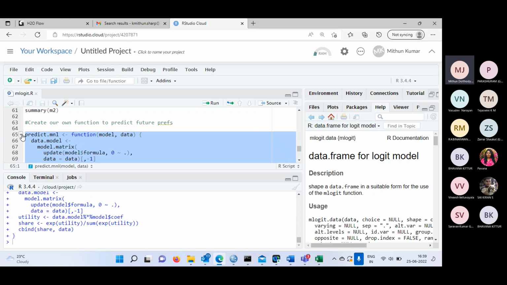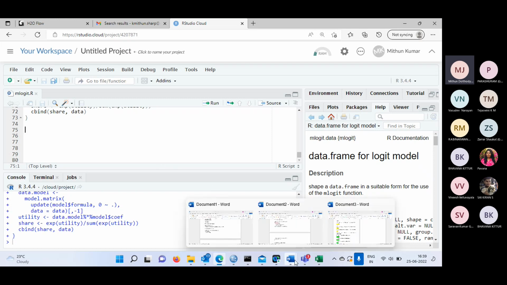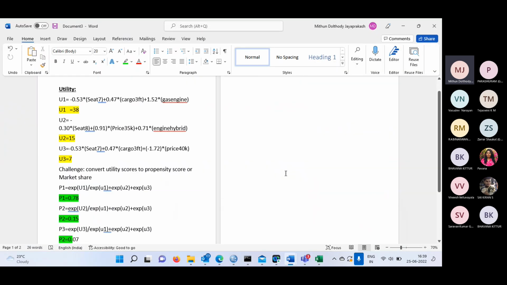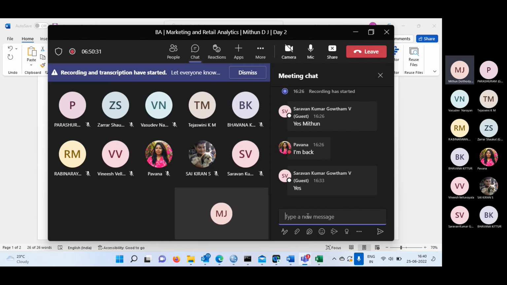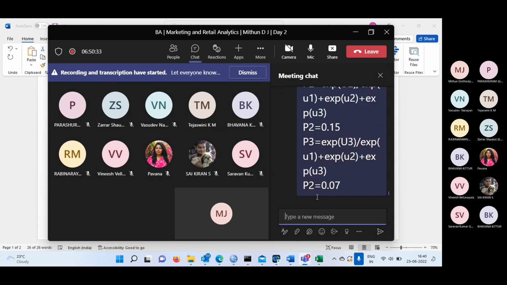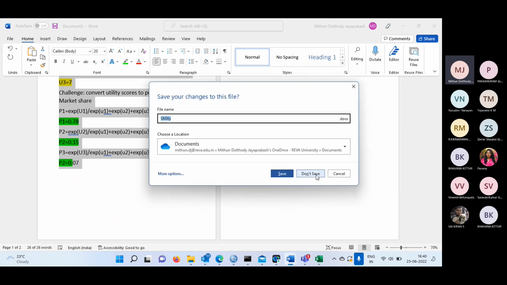Okay, we have, I think, executed this. Have you all executed this code, guys? Yes. So predict.mnl is ready. It will generate just the market share and the data. Okay, let me see what I have in the code. Do you want this? I'm just pasting this in the chat just in case you want to refer to it, or else I'll just close this.